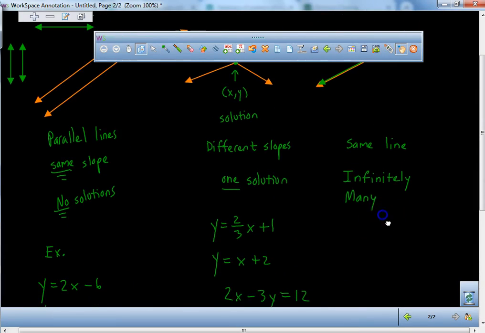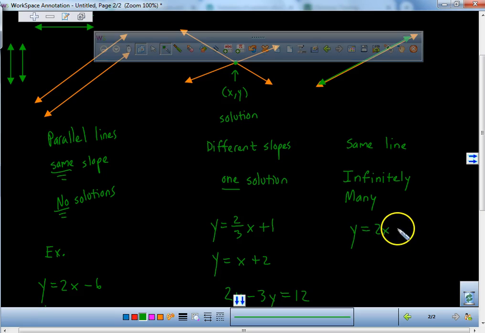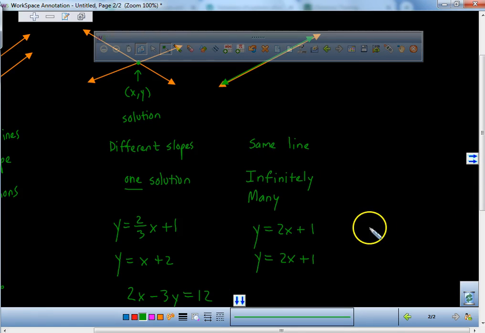But right here, this is the scenario where people are like, well, wouldn't it be easy to figure out if they were the same line? Sure. In slope-intercept form, if I had y equals 2x plus 1, and I just wrote it again, y equals 2x plus 1. But what if I wrote this?